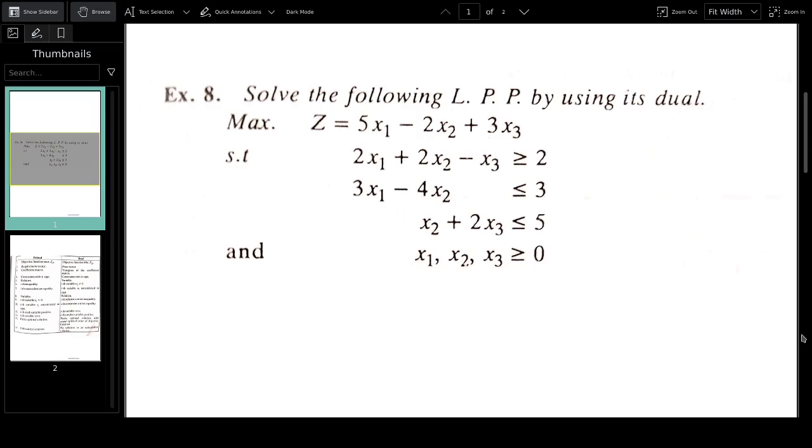What is the value of x1? What is the value of x2? Right, and what is the maximized z value? Max z will be what? All of you will solve this.